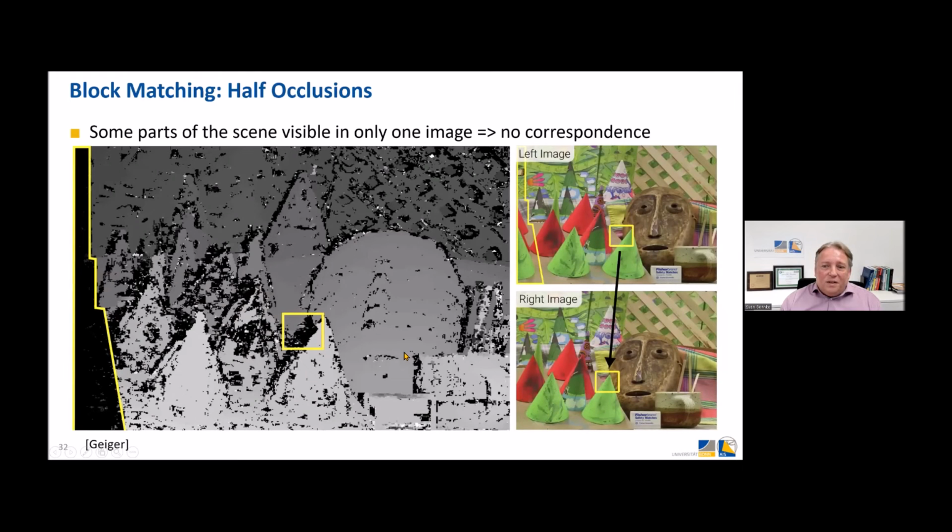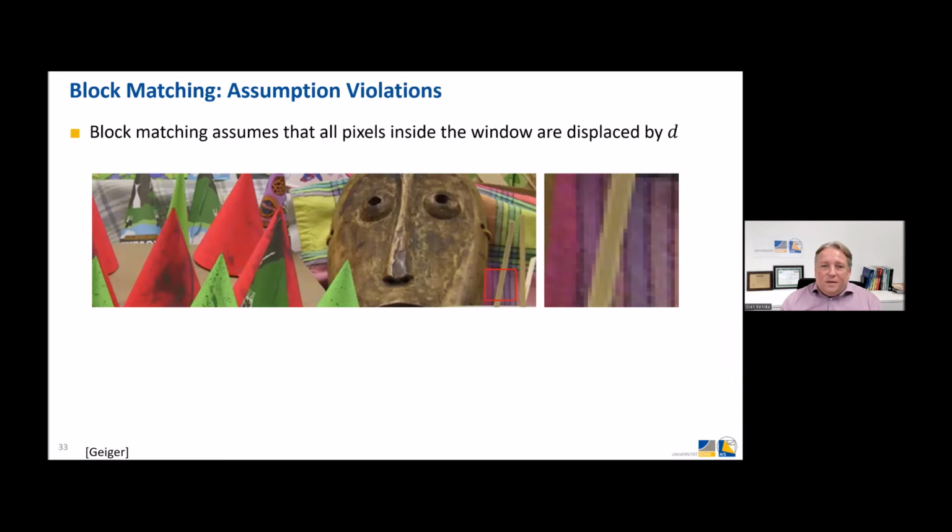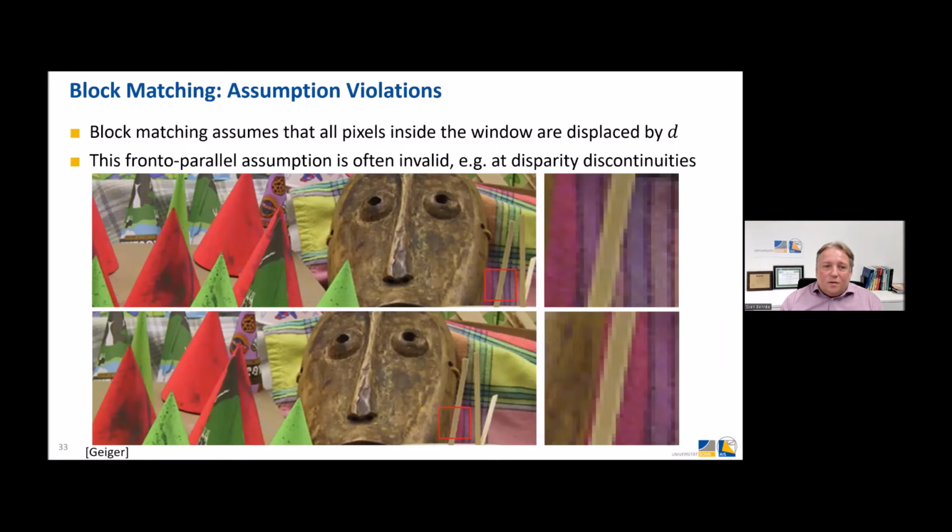And there are many reasons for that. One of the reasons is that some parts of the image might be visible only from one of the cameras and not from the other one, so that we actually cannot establish good correspondences there. And also assumptions that we make in this method, that we, for example, just need to shift a local window to predict how it looks like from the other camera. This so-called frontoparallel assumption is often invalid.